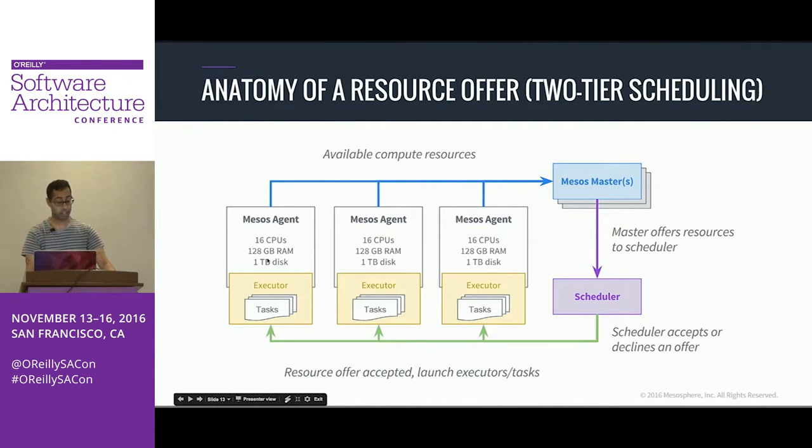So MESOS is basically, in this picture, taking the resources available on each machine. In this case, we say 16 CPUs, or 16 CPU shares, 128 gigabytes of memory, 1 terabyte of disk. It's cataloging those and then offering them to these things that want to schedule tasks on the cluster.